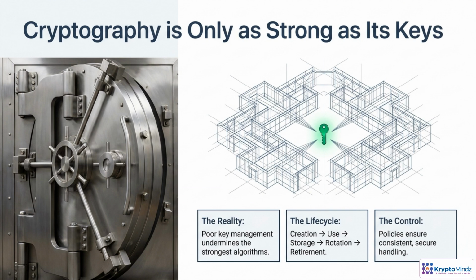Strong cryptographic algorithms are useless if the keys are weakly protected. Attackers rarely break the math. They steal, guess, or mishandle keys. Think of keys as the combination to a vault. If that combination leaks, everything inside is exposed. Throughout this course, we'll keep returning to three themes: how keys are created, how they live and change, and how policies control their use.